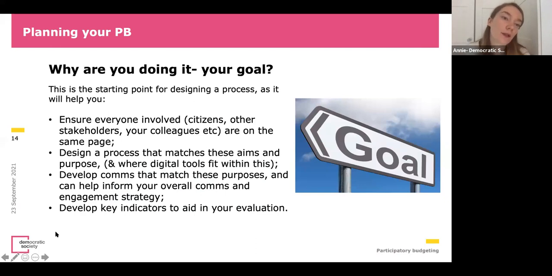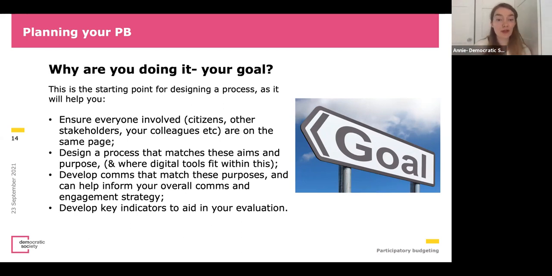So I think the first thing to consider is, why are you doing it in the first place? What is your goal out of it? This is a starting point for designing a process. It'll help you think through, how can I involve people? So how can I ensure everyone is involved, citizens, other stakeholders, your colleagues? How can I ensure that they're all on the same page? And you want to design a process that matches these aims and purpose. You might also want to think through where digital tools, thinking through accessibility, how can you bring in elements to make sure as many people as possible can be included into the process.